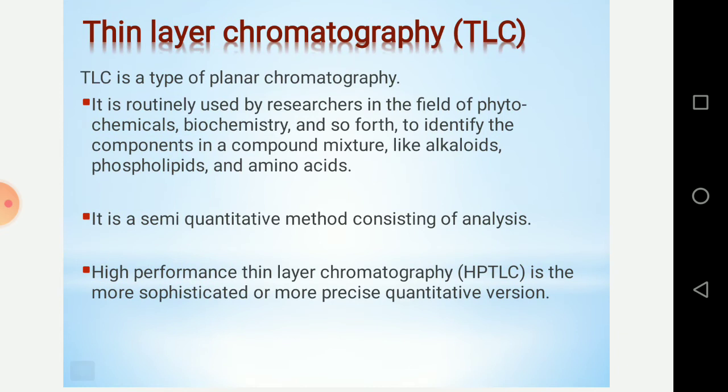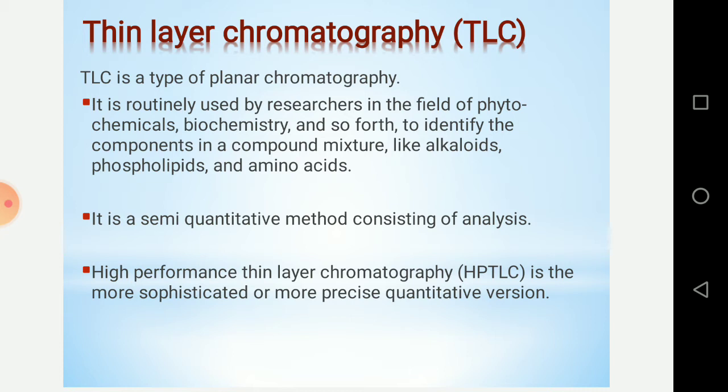So today we will go through in detail thin layer chromatography. It is routinely used by researchers in the field of phytochemistry, biochemistry and so forth to identify the compounds in a compound mixture, such as alkaloids, phospholipids and amino acids. So for identifying different types of mixture in a compound, we use thin layer chromatography.